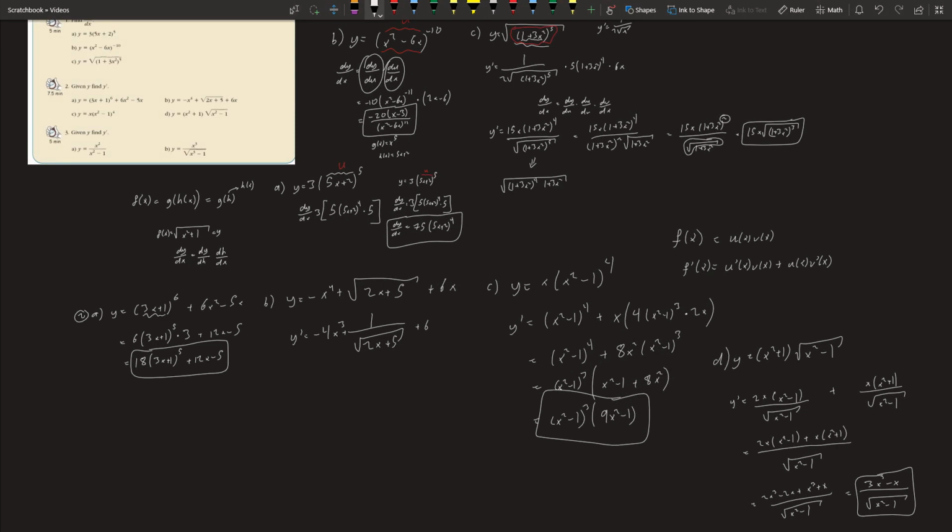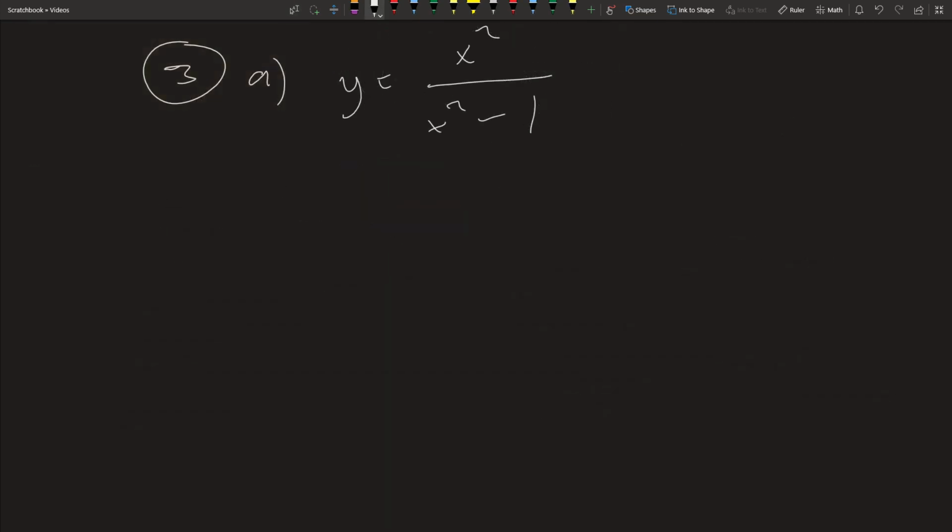Now, 3. A, we have y is equal to x squared over x squared minus 1. Let's see, this is a quotient rule, so we apply the formula, so y prime is equal to, draw a line, x squared minus 1 squared, derivative of the first, which is 2x, keep the second, x squared minus 1, minus, keep the first, x squared into 2x. This doesn't have any chain rule in it, so it's easy.